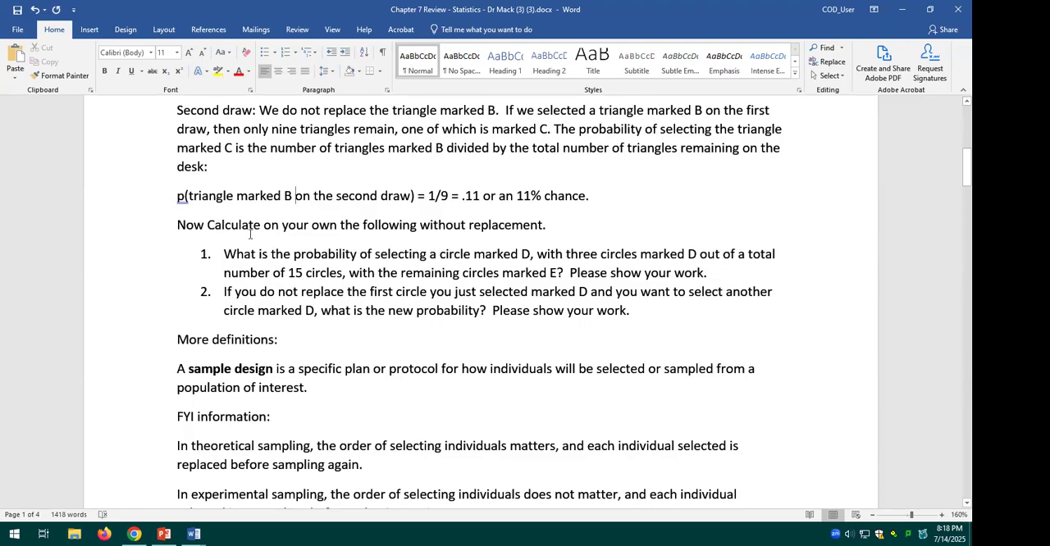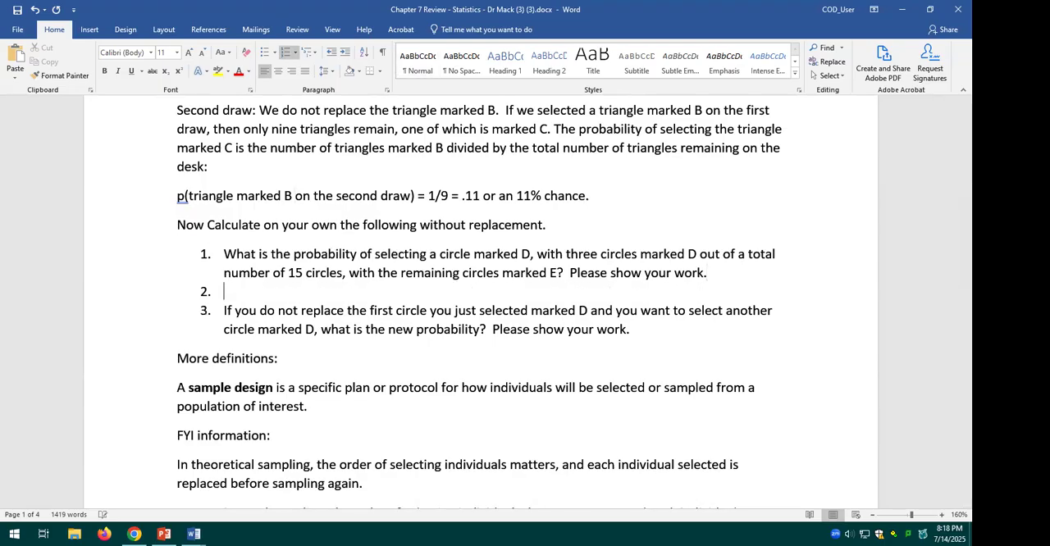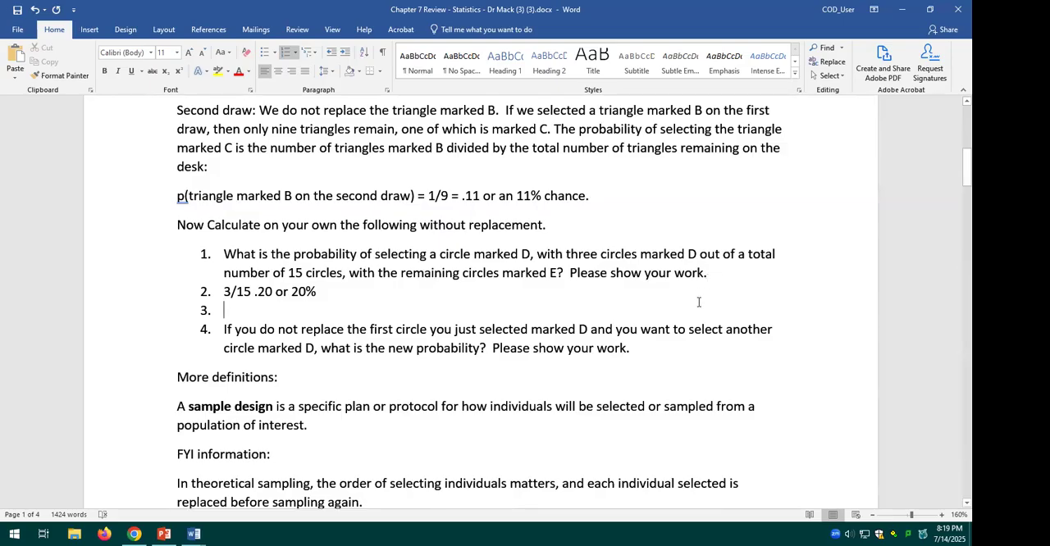Now calculate on your own the following without replacement. What is the probability of selecting a circle marked D with 3 circles marked D out of a total number of 15 circles marked E? Please show your work. So we can literally think about that. So 3 circles marked D out of the total of 15. So what's the math? 3 divided by 15 is 0.2, 0.20 or 20%. Make sense so far?